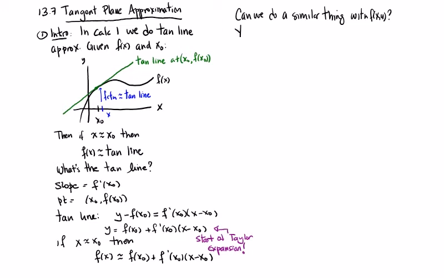And the answer, of course, is yes. You can do this with multiple dimensions. So we'll do it with f of x, y. We'll figure it out and find a formula. Once we see that, we'll automatically see what happens with, say, f of x, y, z. So the first thing we'll look at is tangent plane approximation.